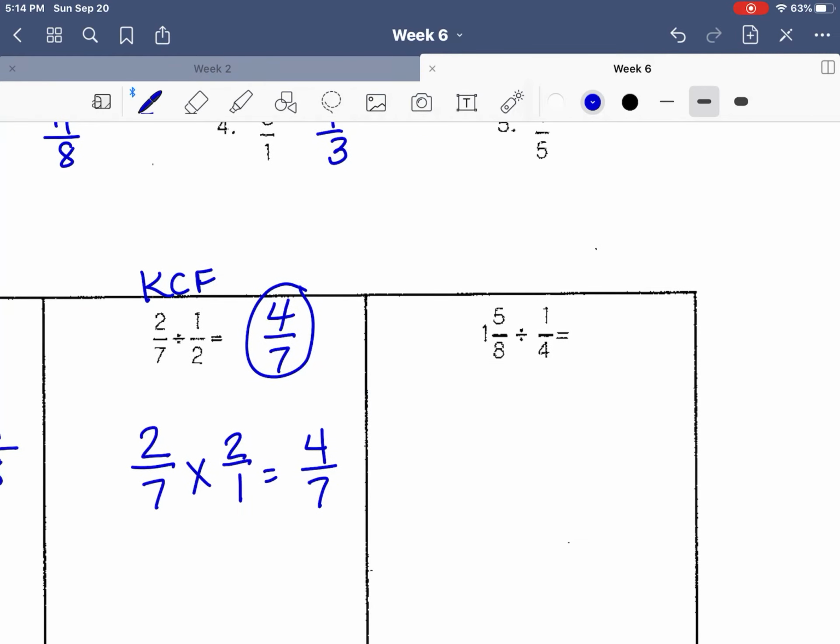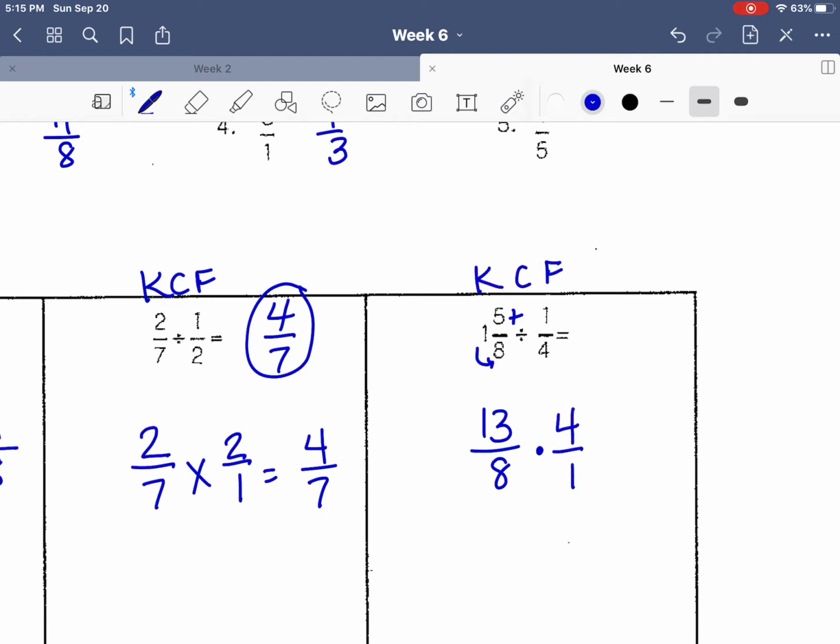1 5/8 divided by 1/4. Remember, you can't work with mixed numbers in multiplication and division. You have to change them to improper. 1 times 8 is 8, and 8 plus 5 is 13. This becomes 13/8. And we still keep, change, flip.